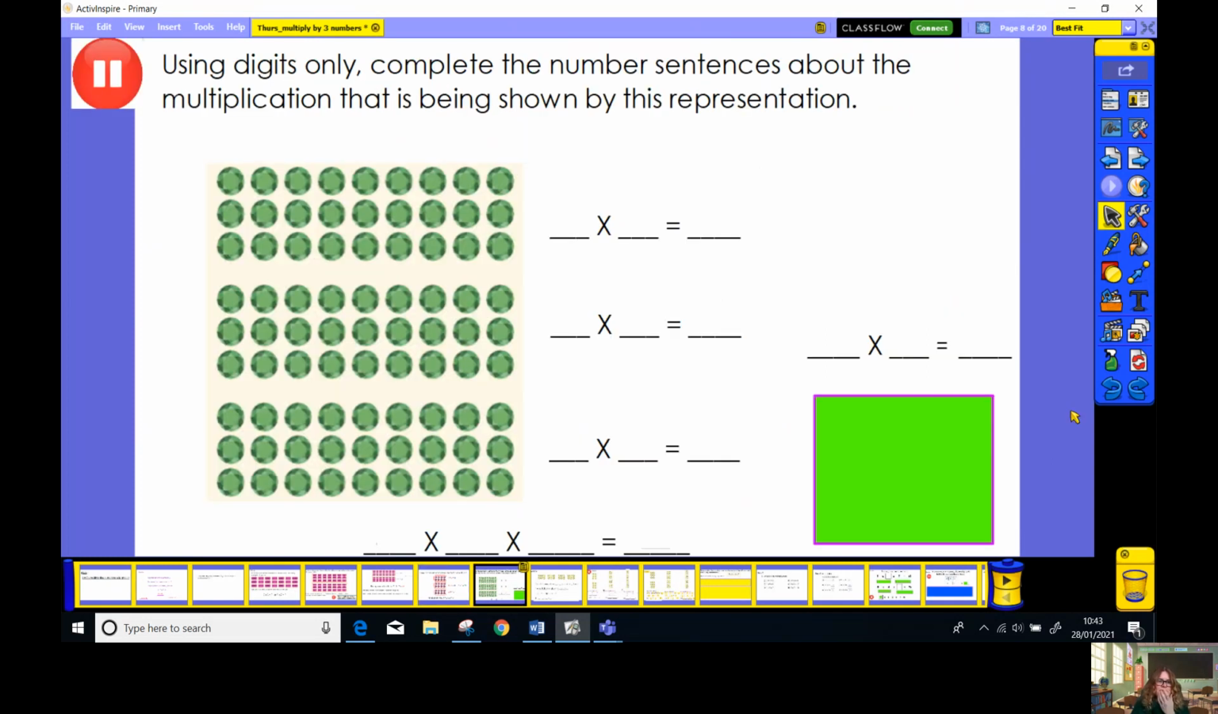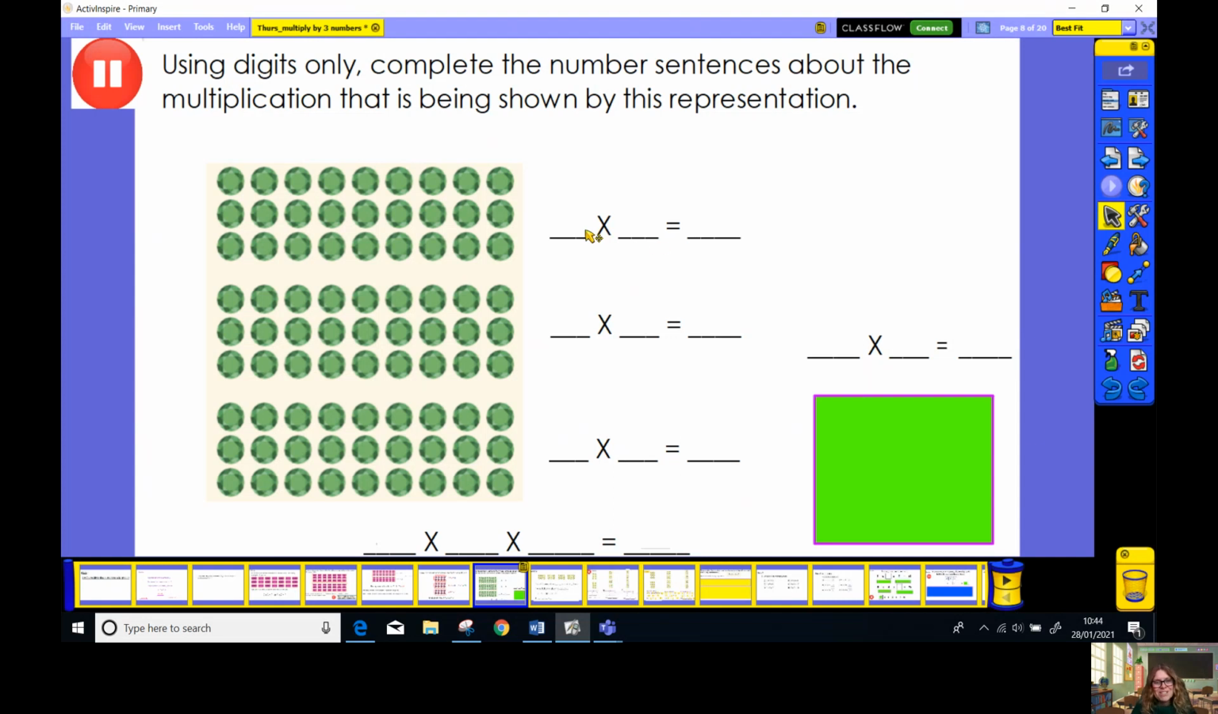Pause the video now, please, and have a go at this representation. Using digits only, complete the number sentences below. Firstly, work out what's going on in each group. Then work out what you need to put here. And then finally, what your 3 numbers would be here and what the total would be. Pause the video and have a go at that now.